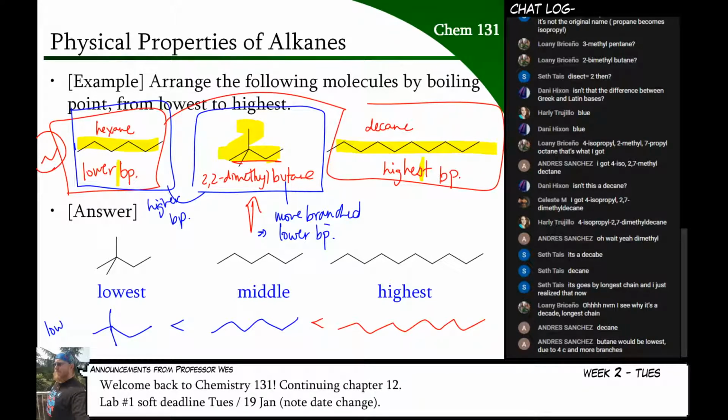You would immediately know that that one is the lowest because it only has 4 carbons. So things like that. That's the sort of problem you're going to see on the quiz with regards to the boiling point.